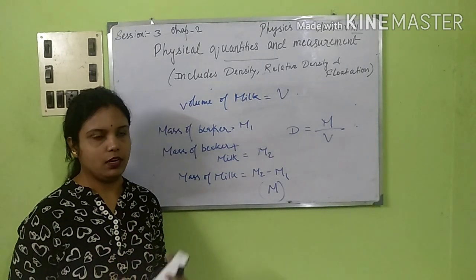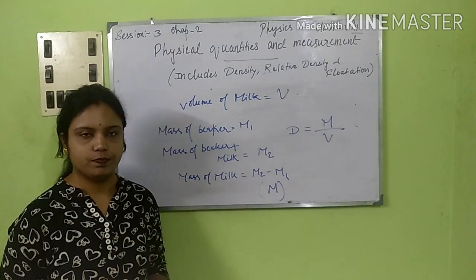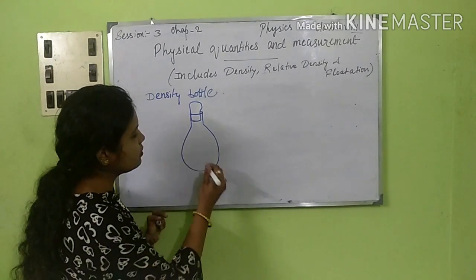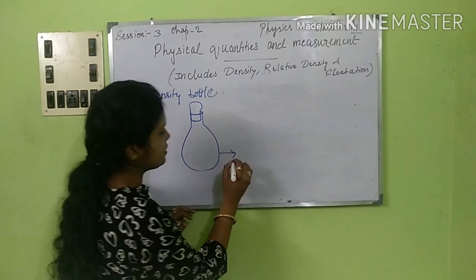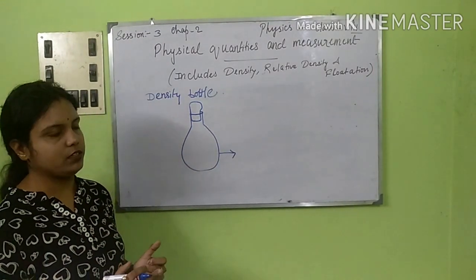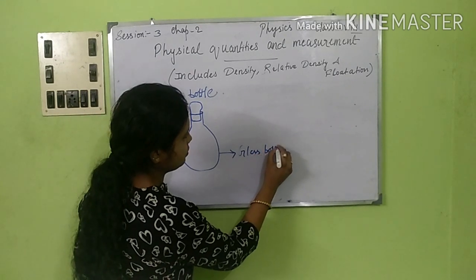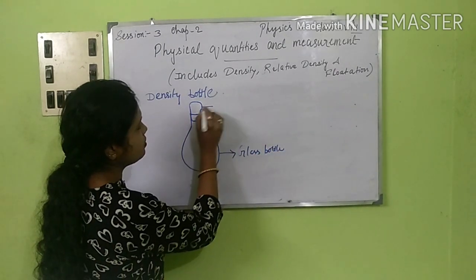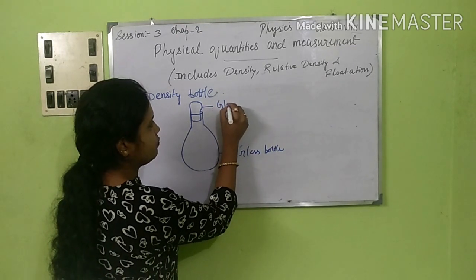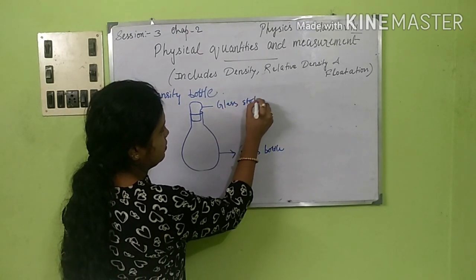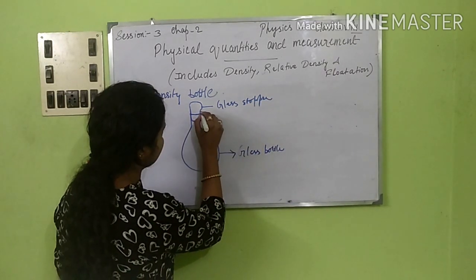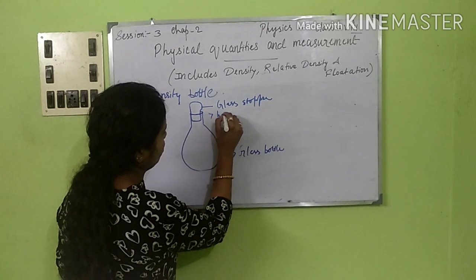What is a density bottle? Let me draw the diagram and show you. Now we have come to the density bottle. This particular bottle is specially designed to find out the density of a liquid. It's a glass bottle. This glass bottle has a stopper at its end which is also made of glass. So I'm writing glass stopper here, and this has a particular hole.